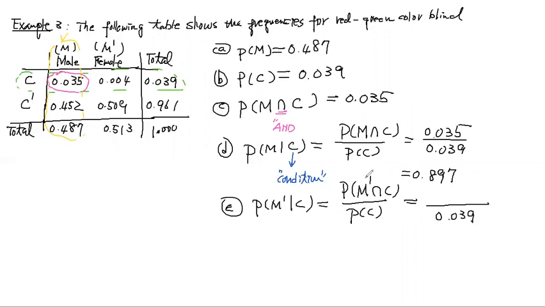Then what is M prime intersect C? That means what is the female and colorblind? Where is that? Here, this is the female and colorblind, so it's 0.004. Now if you calculate that, it will give you 0.103. So that means the chance for a female to be colorblind is way, way smaller than the chance for a male to be colorblind.